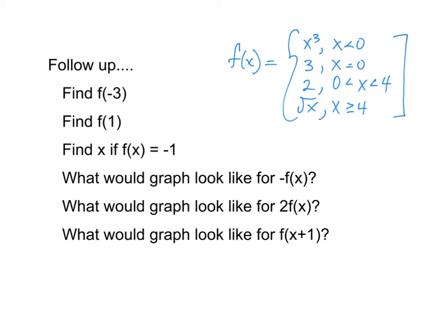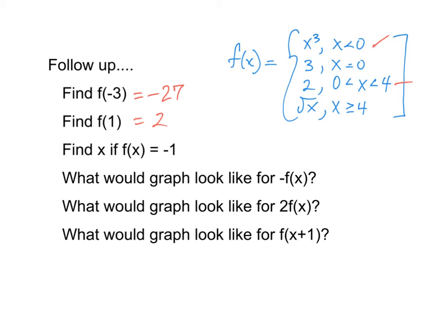For the first one, it says find f of -3. So -3, when I look at my function, is only at this place. So -3 cubed is -27. And that's my only answer because it's only going to give an output at the appropriate place in the domain. Next one, find f of 1. That's right here. So the answer is 2.